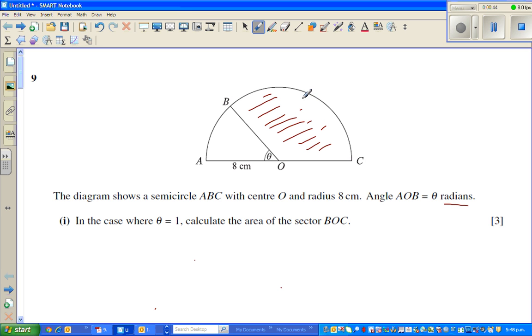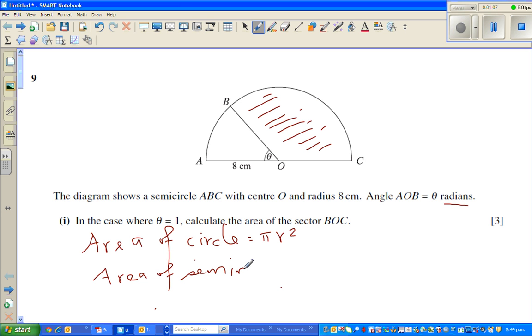So this is a semicircle. Let us write the formulas that you should be knowing. First is the area of a circle. Area of a circle is pi r squared. From this you can write the area of a semicircle, which should be half of this. So you can say it is half pi r squared.